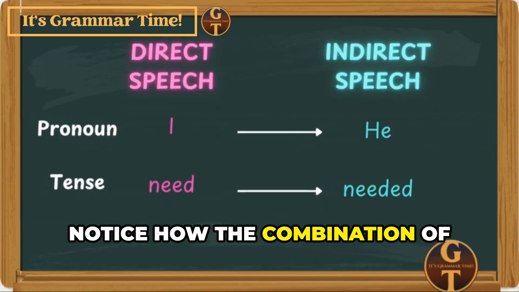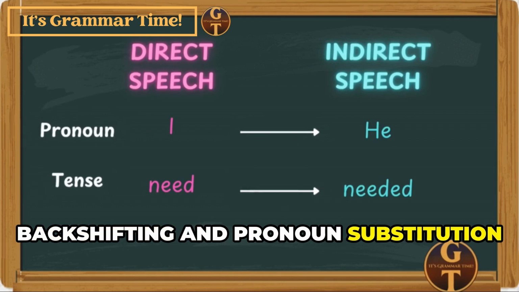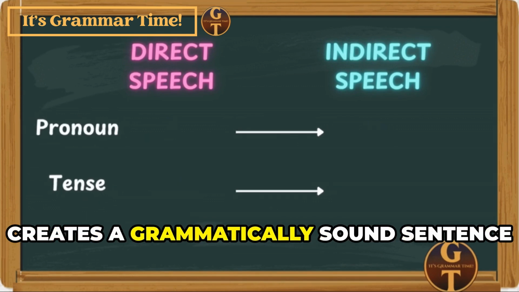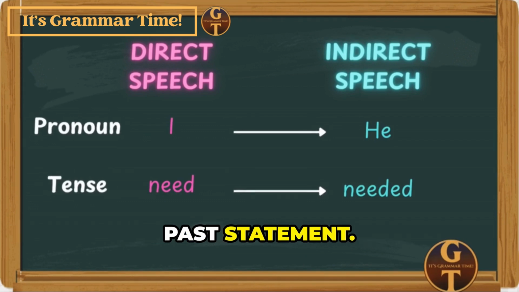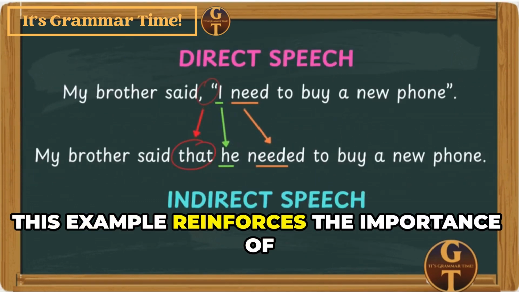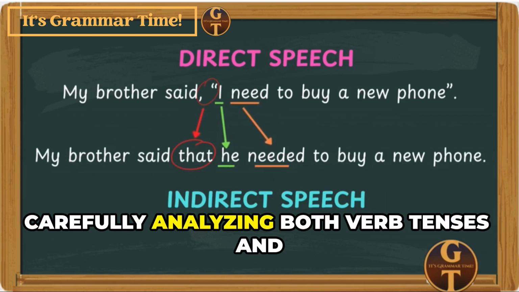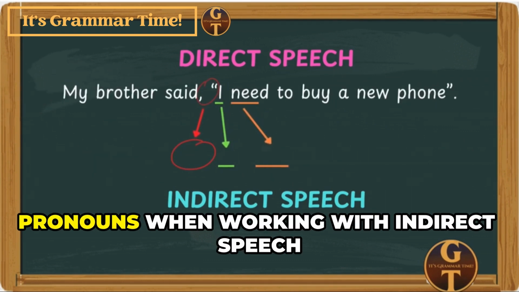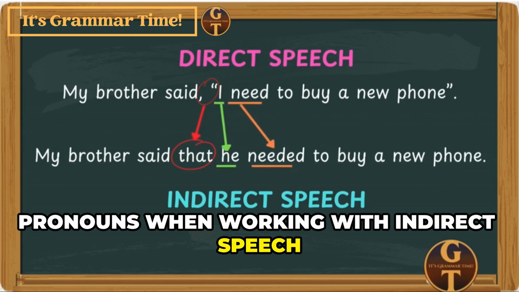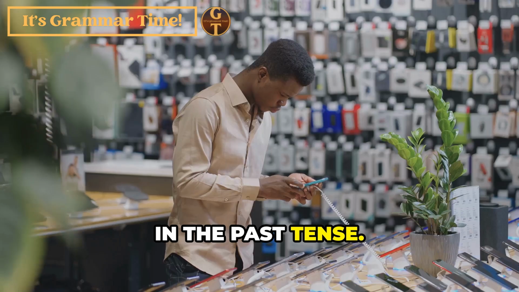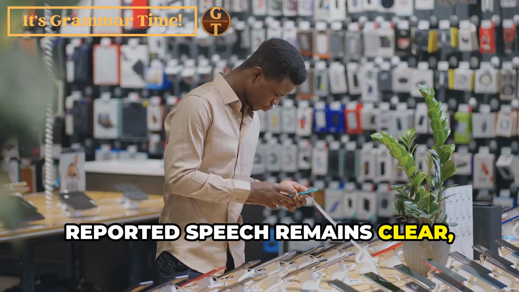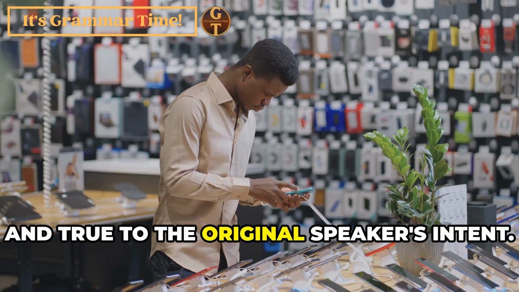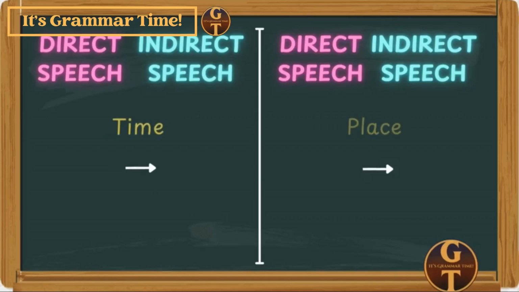Notice how the combination of backshifting and pronoun substitution creates a grammatically sound sentence that accurately conveys your brother's past statement. This example reinforces the importance of carefully analyzing both verb tenses and pronouns when working with indirect speech in the past tense. These adjustments ensure that our reported speech remains clear, concise, and true to the original speaker's intent.